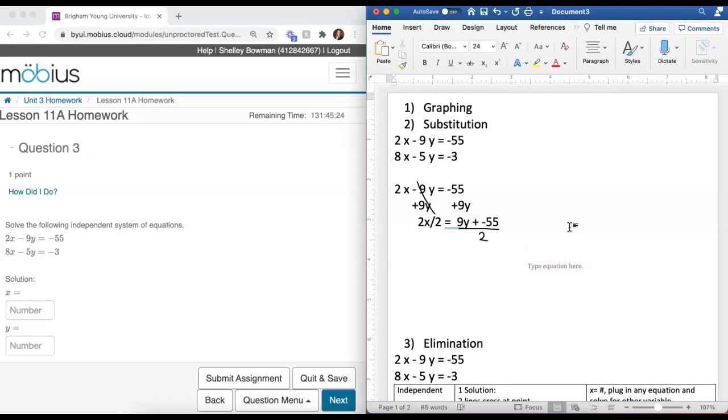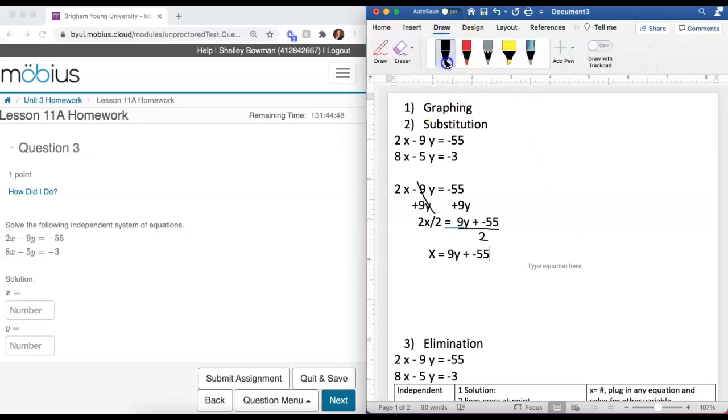Okay, so that means that on the left-hand side, I have 2 divided by 2 is 1. 1 times x is x, so we're just going to have x equals. Now, I am going to separate this out so that it's not just one big fraction. So I get 9y over 2. Actually, I'm going to separate it out by hand. I'll draw that in there. You'll just have to suffer with my handwriting. 9y plus a negative 55, and I'm just going to draw this in really quick so that you can see it. This is over 2, and this is over 2. There we go.